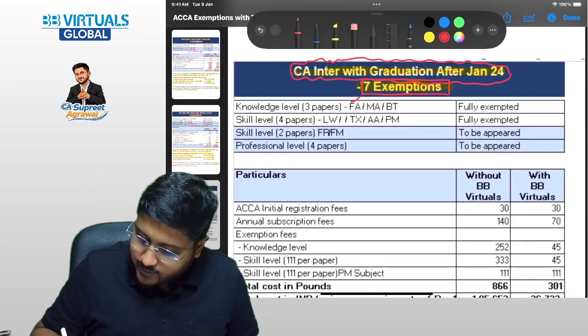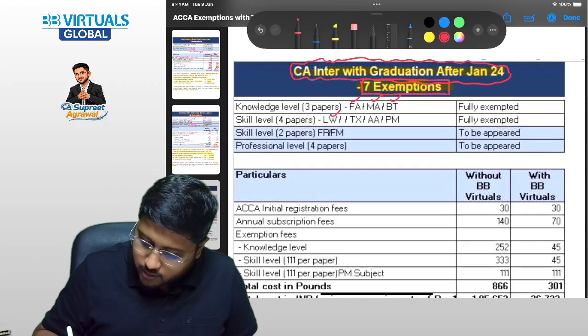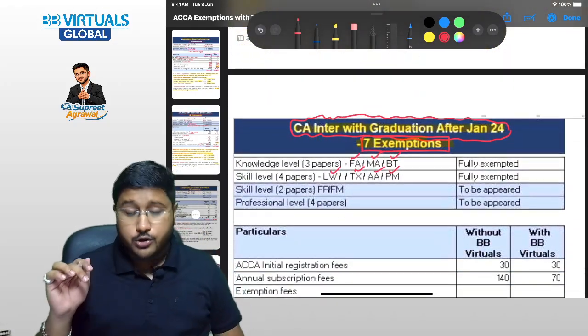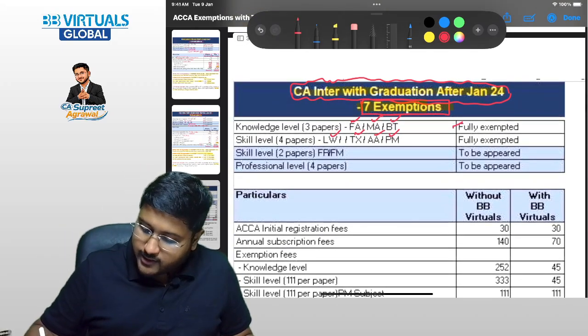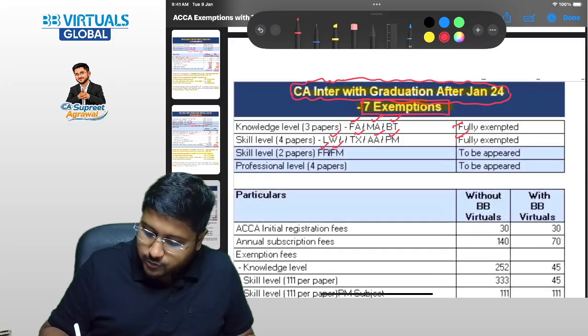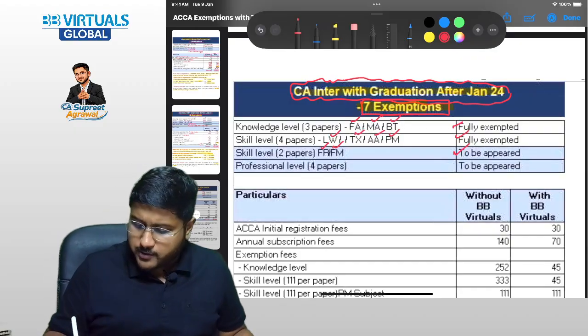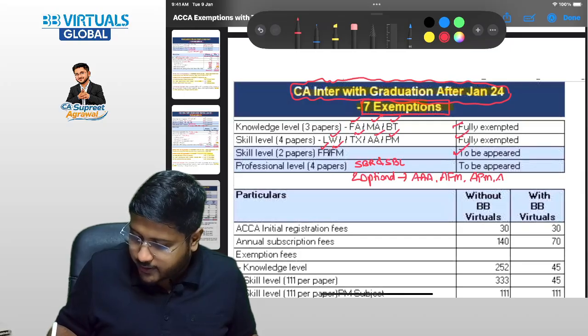Again, exemption for all 3 papers of knowledge level. For skill level, there are 4 papers: law, tax, AA and PM. My dear friends, what is the difference? See here, law, tax, AA, but here you get the exemption of PM as well. Now these are fully exempted, and the papers you have to appear for are FR and FM. And for professional level there are 4 papers: 2 compulsory papers, SBR and SBL, and 2 optional out of AAA, AFM, APM and ATX, right?